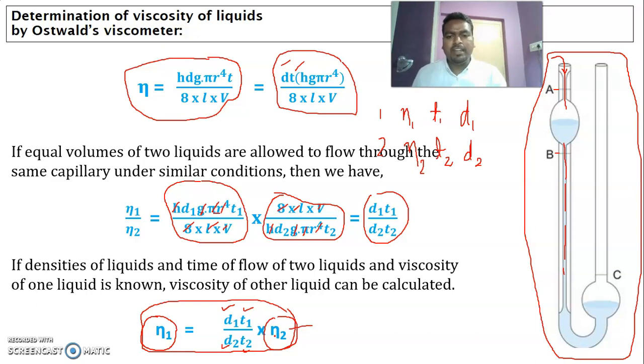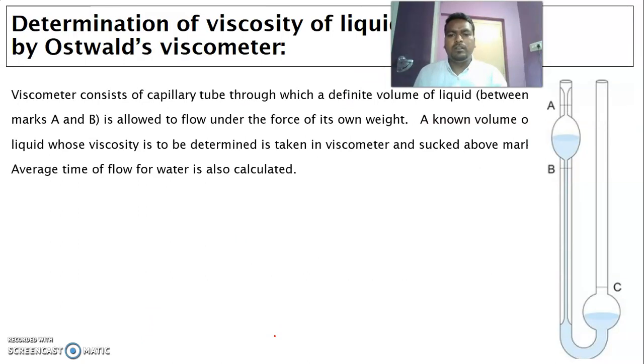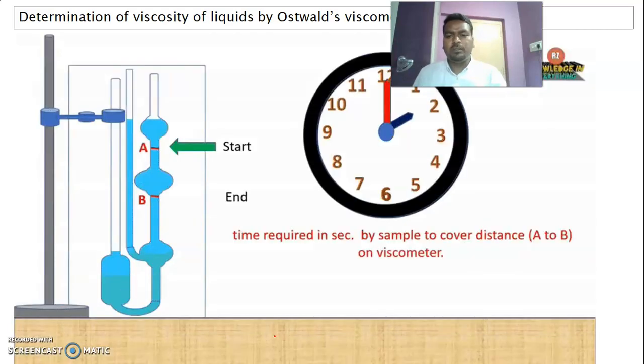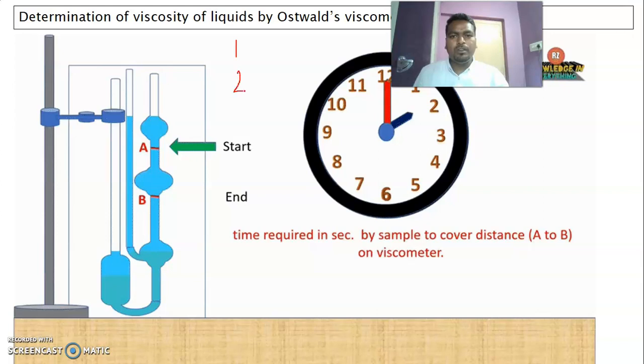It can be determined as follows. Just look at this figure and observe carefully. We are going to fill liquid 1 and liquid 2. This one is the unknown liquid, and this is the known liquid. We know the value of eta 2, but we do not know the value of T2, the time taken by the liquid, and its density.